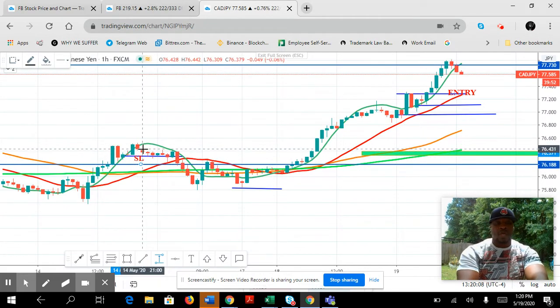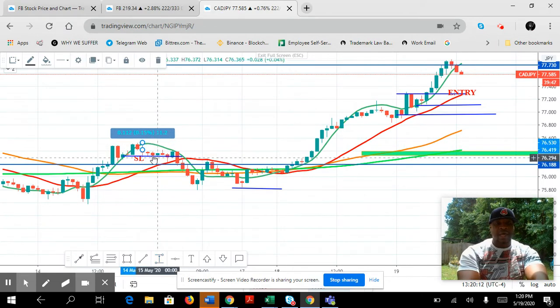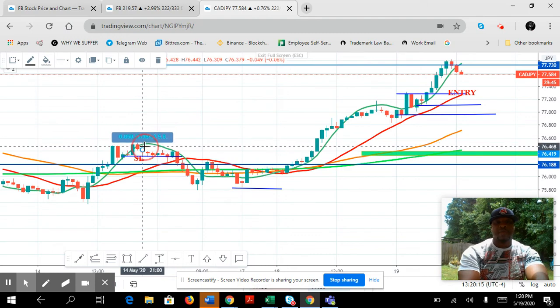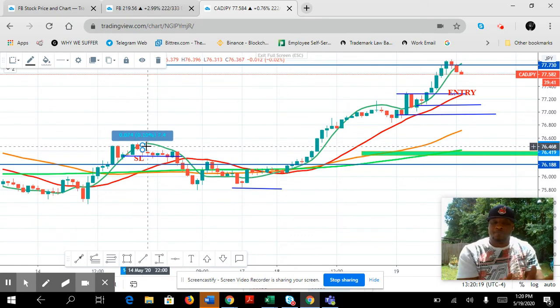Here's the good thing: you was up in profit, so you was up by $110. All right, you see it coming back down. You can do what? Move your stop loss into profit. So even though your stop loss got hit, you can break even, or you just get a minimal loss. Or if you don't want to do that, you just leave it in.